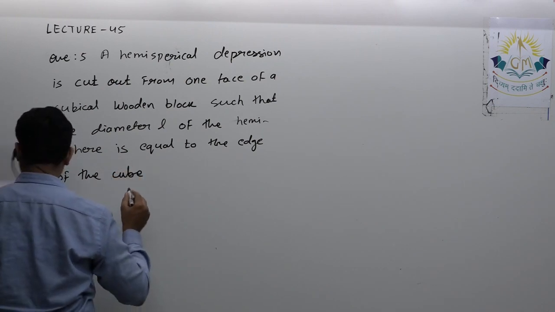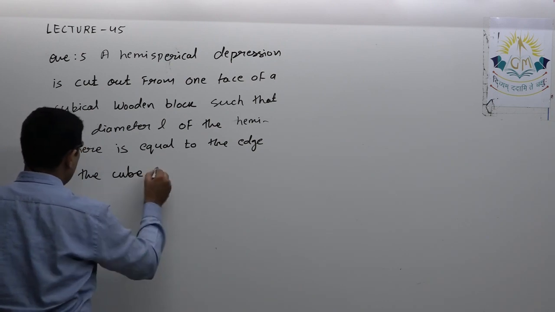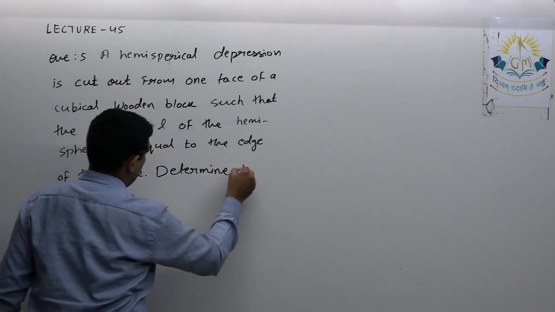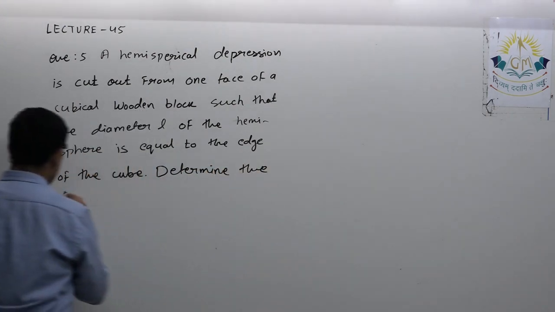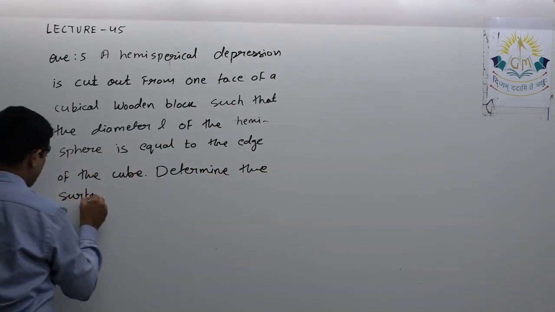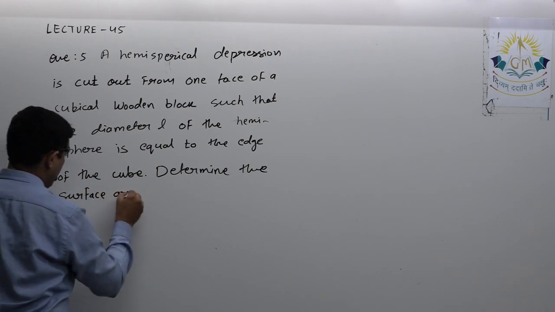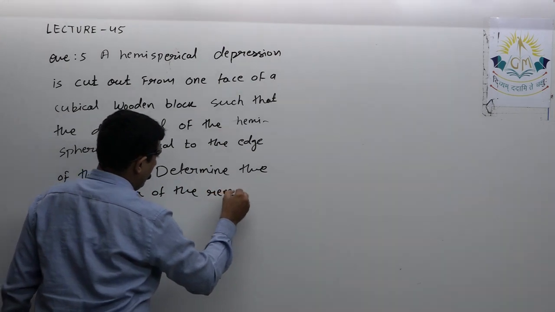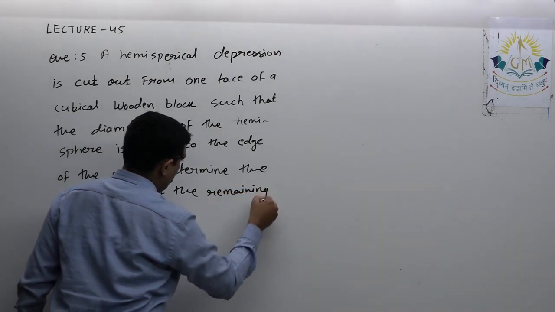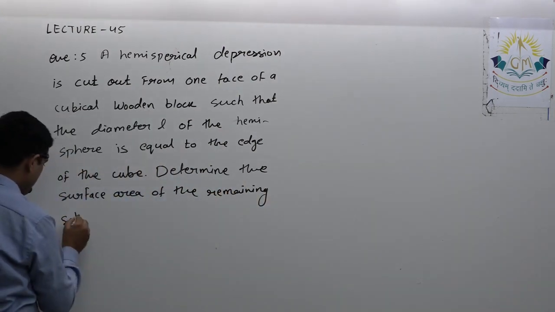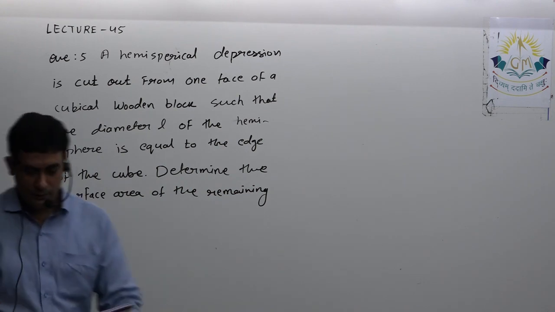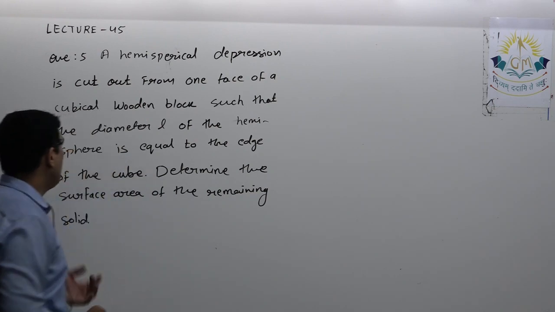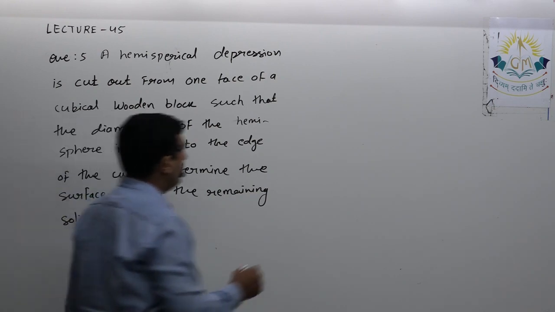Determine the surface area of the remaining solid. Okay, so there is a hemispherical depression or cavity which is taken out from a cube.